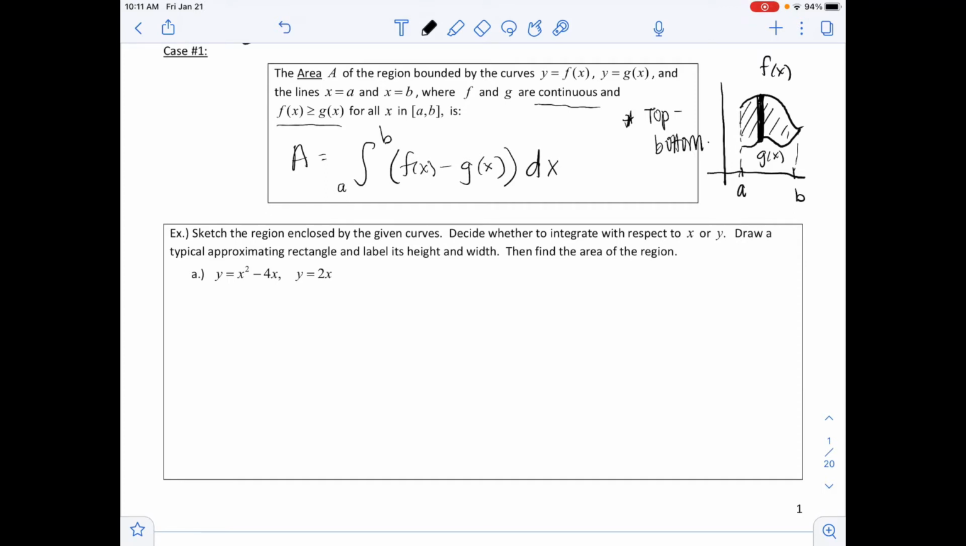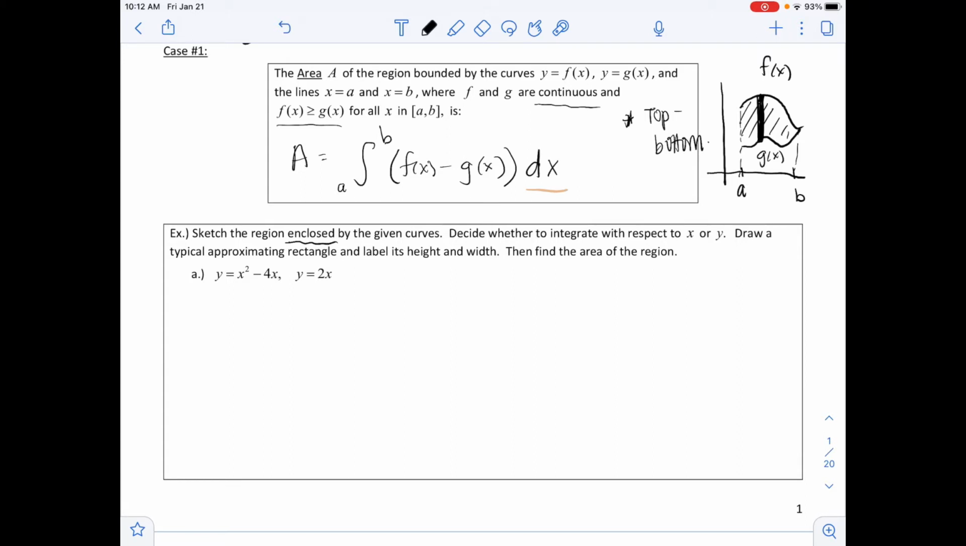So the example right below this says, sketch the region enclosed by the given curves. Decide whether to integrate with respect to x or y. Draw a typical approximating rectangle and label the height and the width. Then find the area of the region. So at this point, we've only talked about integrating with respect to x, which is why we have a dx here. But we will get into case 2 where we integrate with respect to y soon.